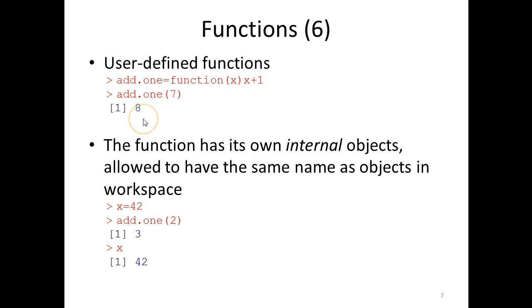Something that you also may need to know is that the arguments used in a user-defined function are internal objects. So they are not the same objects as other objects that you create in R. And I'll try to explain what I mean by this. If, for example, you create a new object called x and then put the value 42 into it, and then use your own user-defined function add1 to add 1 to 2, you get 3 in return, obviously.